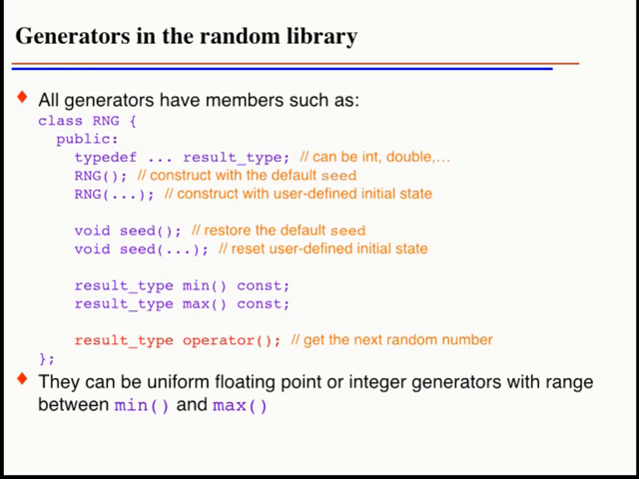And when you use it, it's like the interface you implemented in the previous exercises. You just have the access operator, the operator parentheses, which is giving you the next random number in the range min and max.